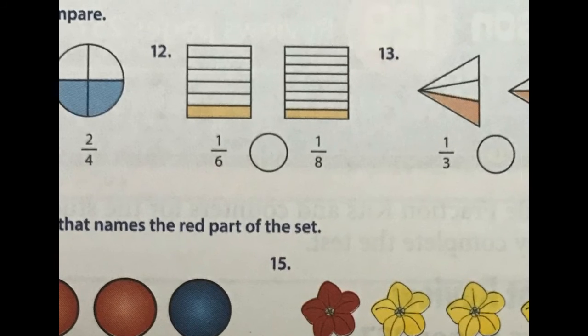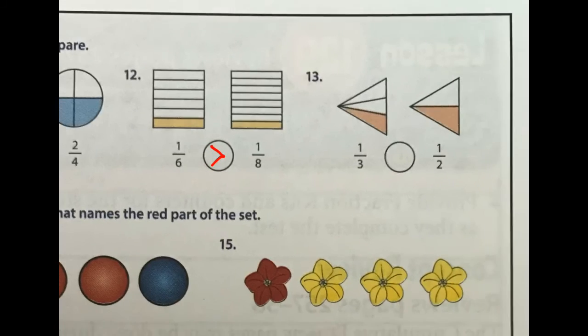Okay. Number 12. 1/6. Is that greater than or less than 1/8? They look very similar. But what did we learn about whenever a whole is cut into more pieces? What happens to the pieces? You're right, they get smaller. So 1/6 would be a bigger piece than 1/8 because 1/8 has more pieces. So 1/6 is greater than 1/8.